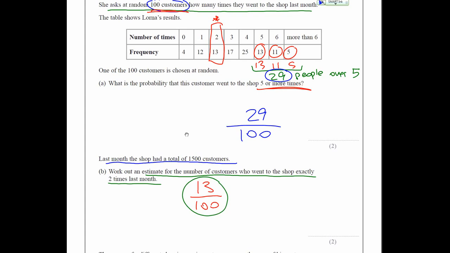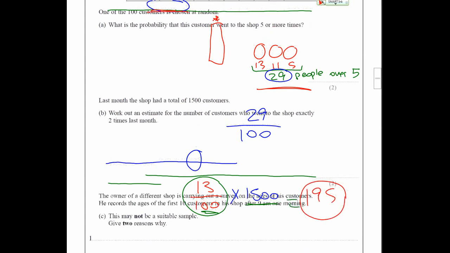If we times our probability by how many customers we've got, that actually gives you this fraction of these people, okay, which will actually estimate how many you would expect. So on your calculator, type in that exact thing, 13 over 100 times by 1,500, and you get the nice answer of 195. Okay, what's part C got in store?